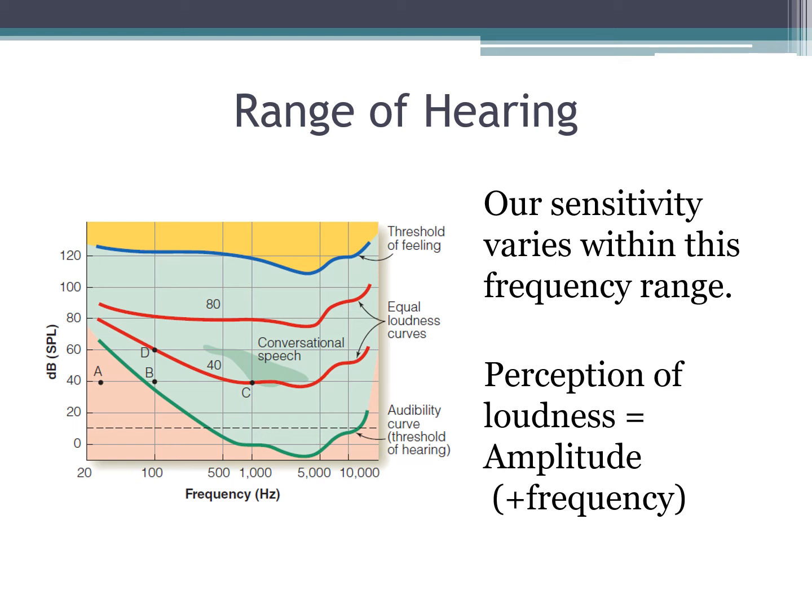And you can also see that C and D are on the equal loudness curve, so they're going to sound the same, even though C at 1000 hertz is at 40 decibels and D at 100 hertz is at 60 decibels. So we can change that amplitude, but what our perception of loudness is going to be depends on frequency to some extent.